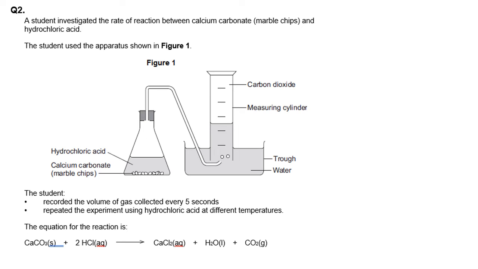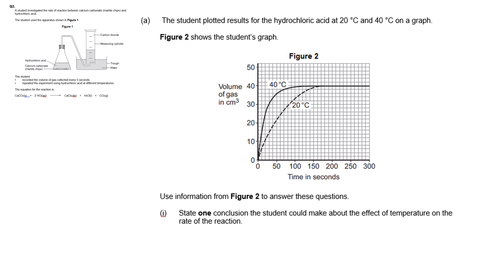The student recorded the volume of gas collected every 5 seconds. They repeated the experiment using hydrochloric acid at different temperatures. The equation for the reaction is calcium carbonate solid plus 2 lots of HCl aqueous, or hydrochloric acid, forms calcium chloride, CaCl2 aqueous, plus H2O water liquid, plus CO2 gas, carbon dioxide gas. So they've plotted the data for you this time.